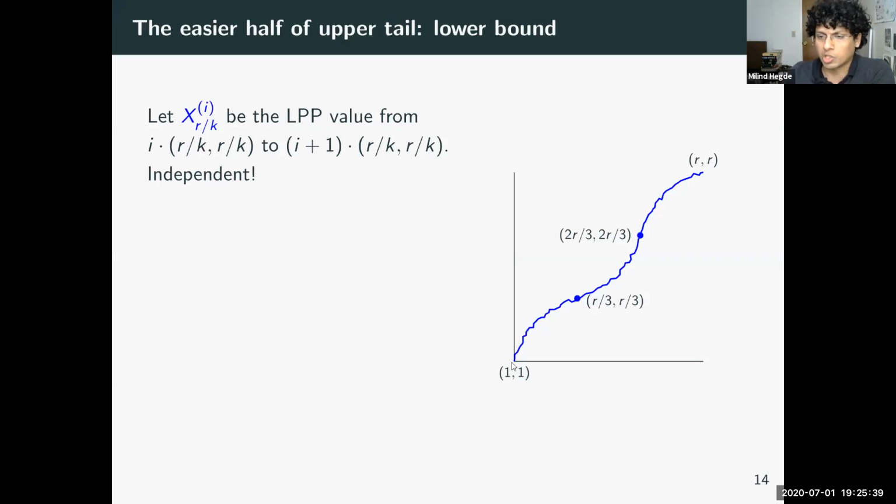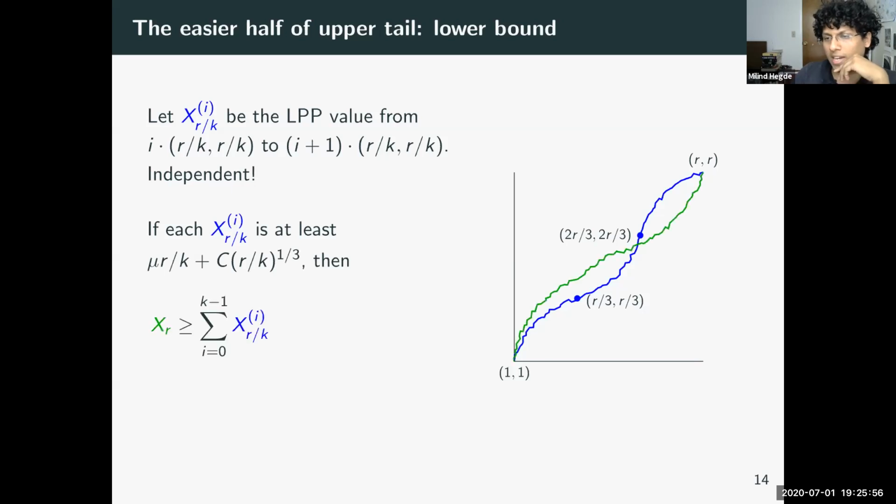Let's look at the path which goes from (1,1) to r over 3, and similarly from there to 2r over 3, and then the last third. So I'm calling the first part X_{r/k}^1, X_{r/k}^2, X_{r/k}^3. So the sum of these three things is at most the weight of the geodesic path, right? Because the green path has no constraints to pass through these two given points, and it can therefore have a higher weight.